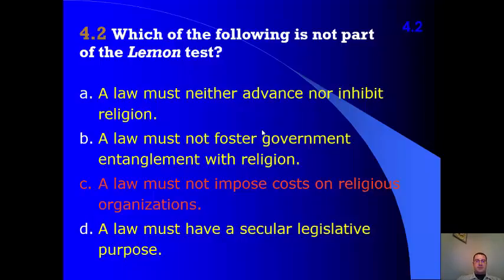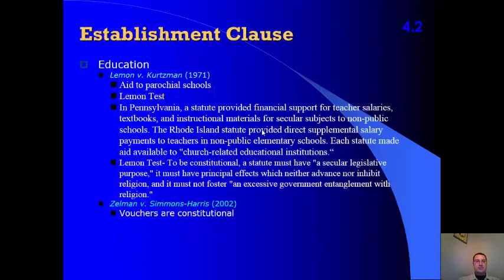So the only answer which is not part of the Lemon test is that the law must not impose costs on religious organizations. The rest of this makes up the Lemon test that the Supreme Court uses when they are talking about religious cases. Okay, the law must neither advance nor inhibit religion. This is establishment law cases. Can't foster government entanglement with religion, and it has to have a secular legislative purpose.